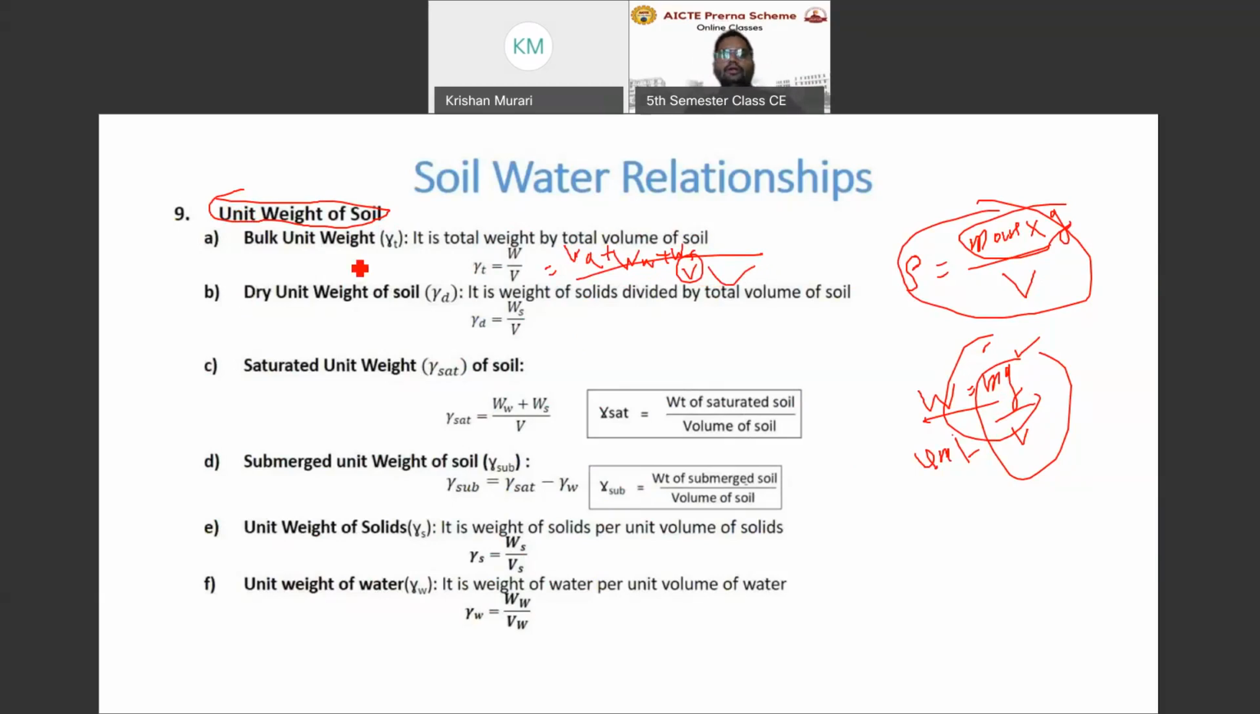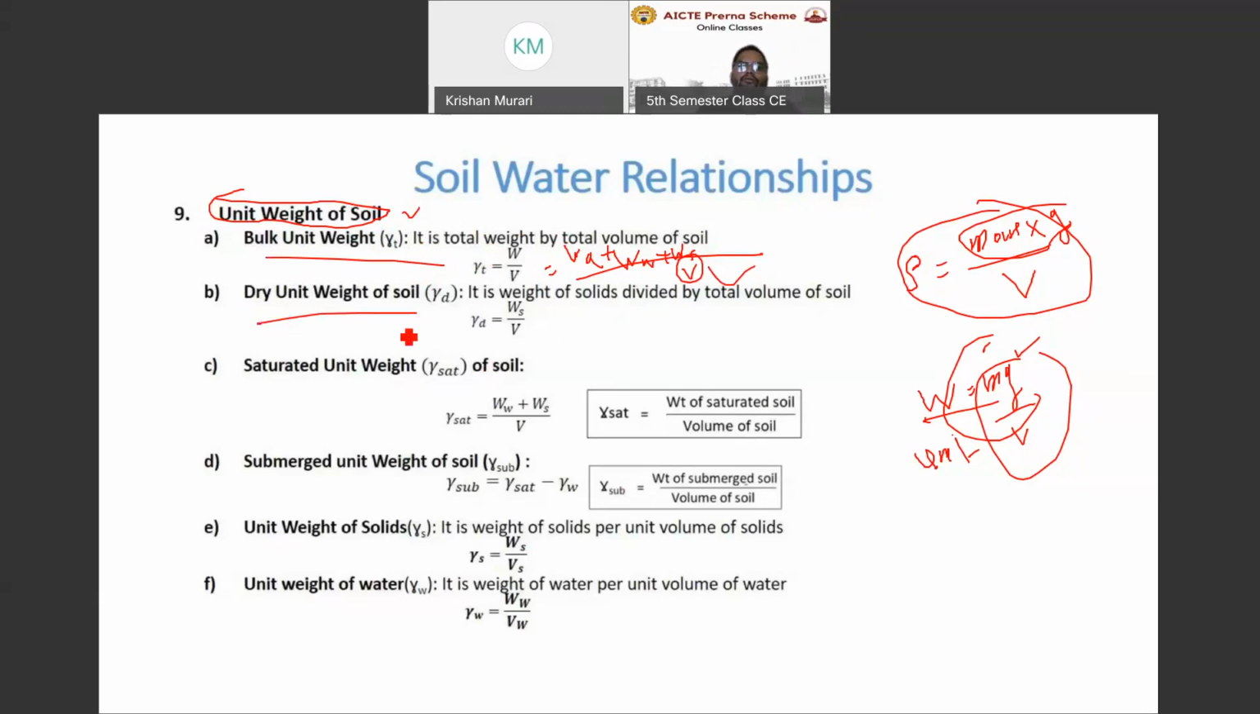Here we consider total volume. Bulk unit weight is represented by gamma t or gamma b, whichever is suitable for you. So what is the bulk unit weight? The bulk unit weight is the total weight in that particular condition upon total volume. That is called bulk unit weight.